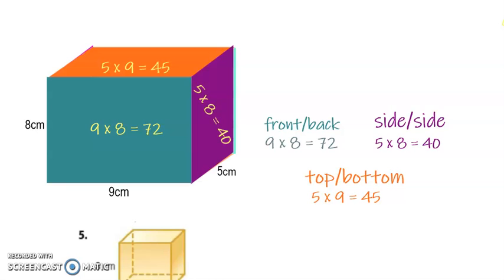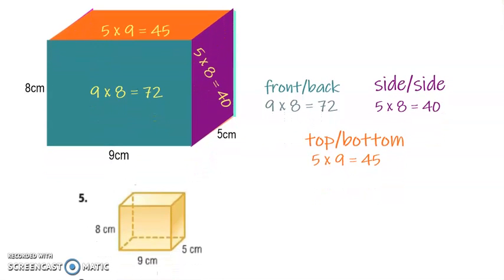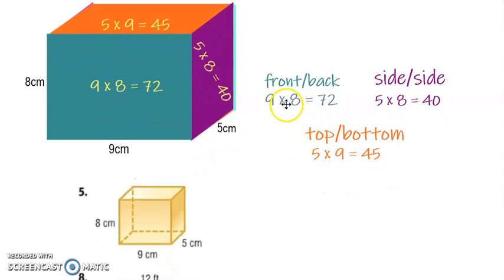So what I do basically is I figure out, well, hey, this front side right here is going to be 72 square centimeters. So I draw out the picture, and I just write it on there. And then the top and the bottom are going to be 45 square centimeters. This is a 9 by 5. Okay, and the side there is just the 40 square centimeters.